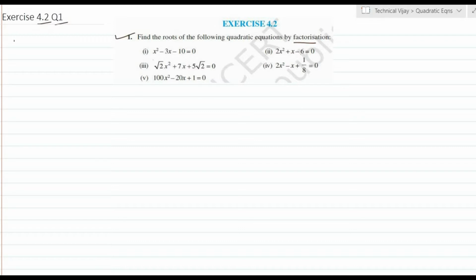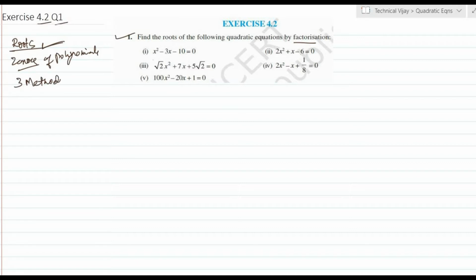Here, to find the roots of the equations: the roots of the equations are nothing but the zeros of the polynomial, which we studied in chapter 2. In chapter 2 we studied the zeros of the polynomial for linear, quadratic and cubic equations. Those zeros are nothing but the roots of these linear, quadratic or cubic equations. Of course, we are doing only quadratic equations in this chapter, so we are going to concentrate only on the roots of quadratic equations.